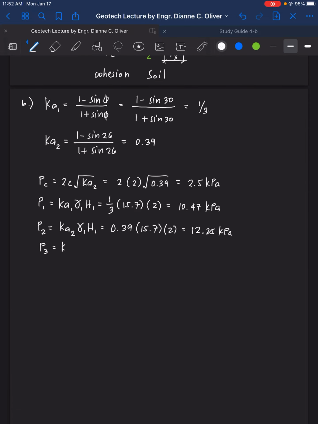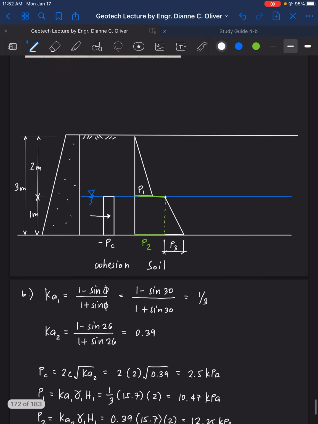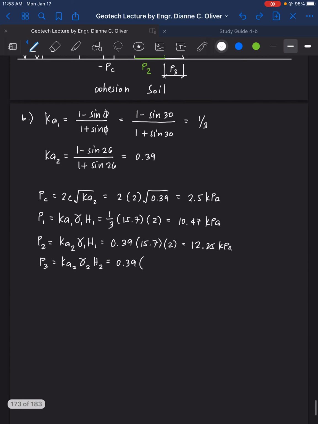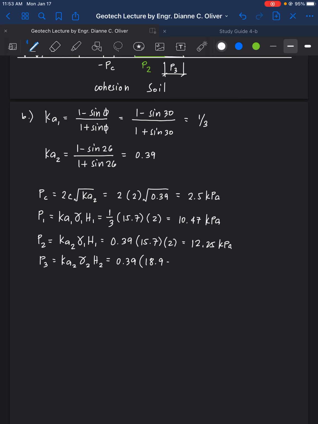So P sub 3 is Ka2, K active 2, gamma 2, H2. So 0.39 times our gamma buoyant, which is gamma sat minus the gamma of water. So gamma sat is 18.9. So we have here 18.9 minus the water, then the height of the lower part. So we now have here 3.545 kilopascal.